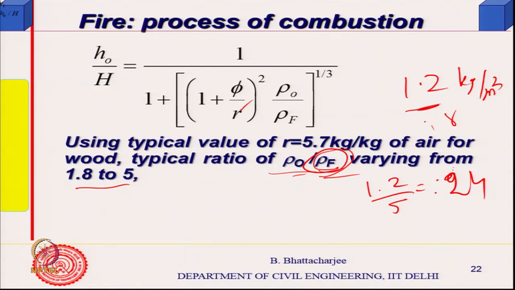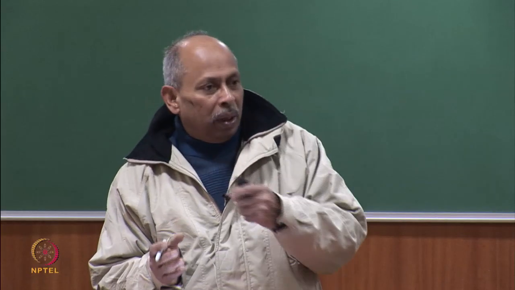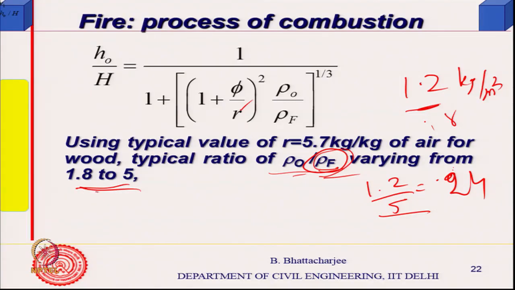0.24, and if it is 1.8, roughly nearly about 0.6, something like this. So, that is the density of the hot gas that goes out, right. So, this ratio is taken. Now, if I take the average of this, it comes out to be 3.2. So, I can take an average value for this ratio, which is 3.2, put here 3.2, take phi equals to 1, R equals to 5.7, and then I get the ratio of H0 by F approximately for the wood burning scenario.